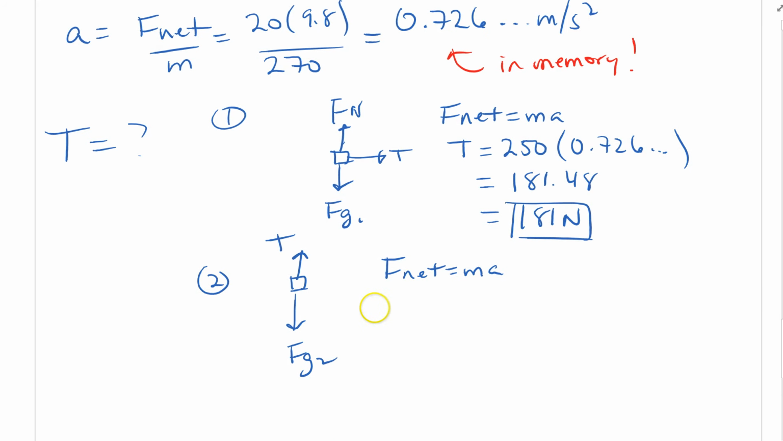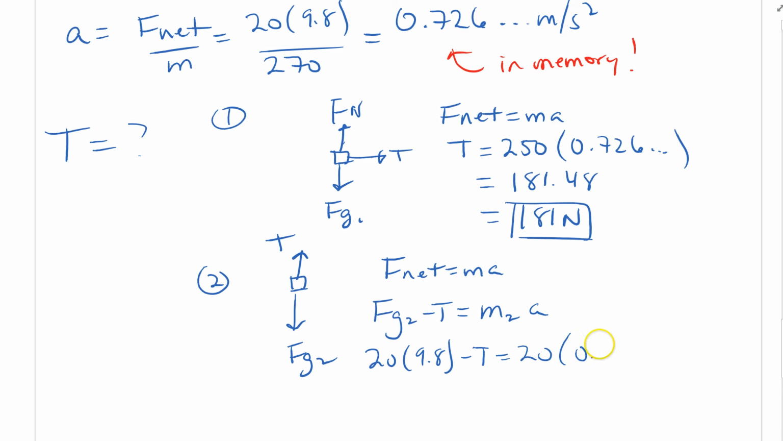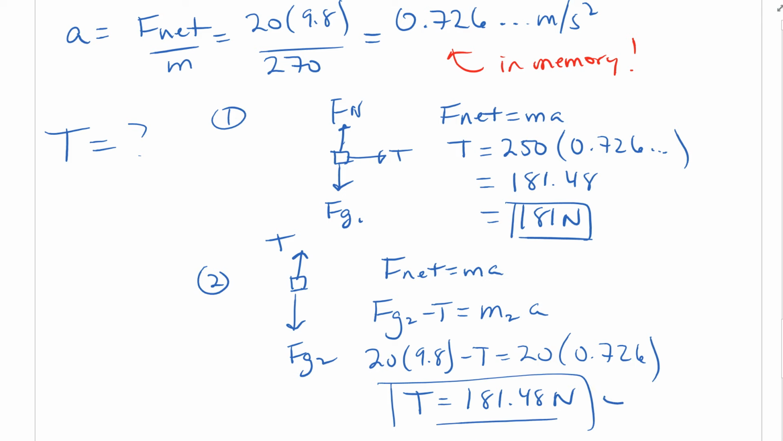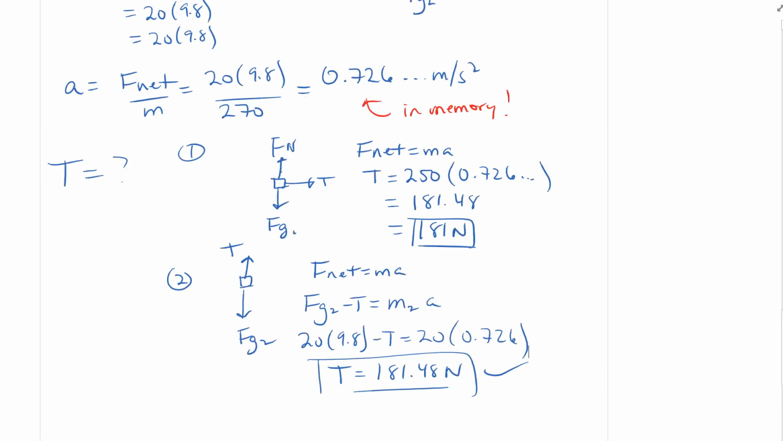So we'll say Fg2 minus the tension force will be equal to the mass of object number 2 times the acceleration. So Fg2 was 20 times 9.8 minus the tension force will be equal to 20 times 0.726. I'll just quickly say that my answer ends up being the tension is, again, 181.48 newtons. So it works. So it's very nice. Okay.